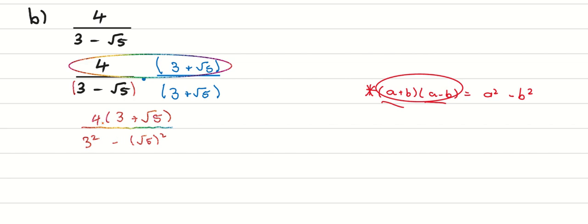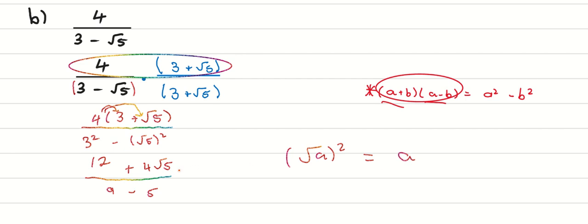And then it's just a matter of us solving this. So 4 times 3 is 12. 4 times positive root 5 is positive 4 root 5. And in our denominator, we have 9 minus 5. Remember, the square root of a value squared gets rid of the surd. So now we have 9 minus 5, which makes our final answer 12 plus 4 root 5 all over 4, okay?